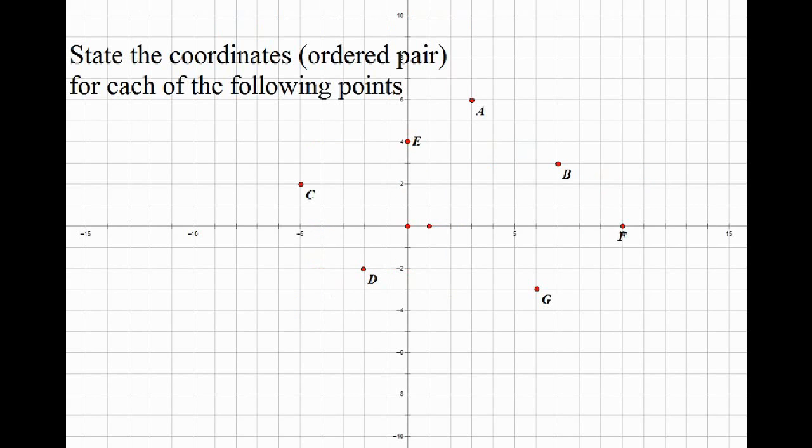So to finish off our lesson on graphing ordered pairs, what I want you to do here is state the coordinate or the ordered pair of each of the following points. So just the points that are labeled here: A, B, C, D, E, F, and G. State what the x value and the y value is as an ordered pair.